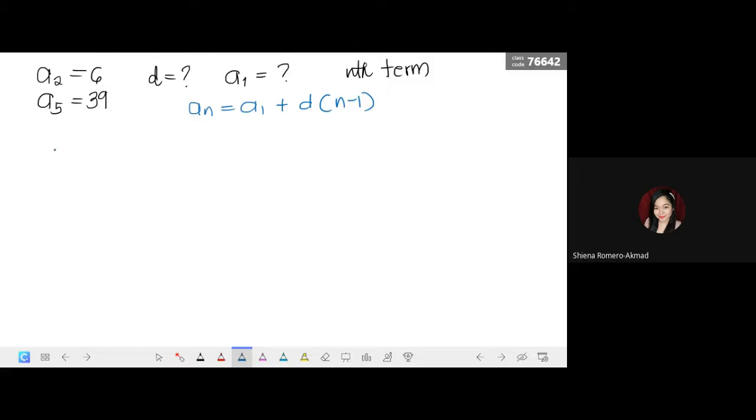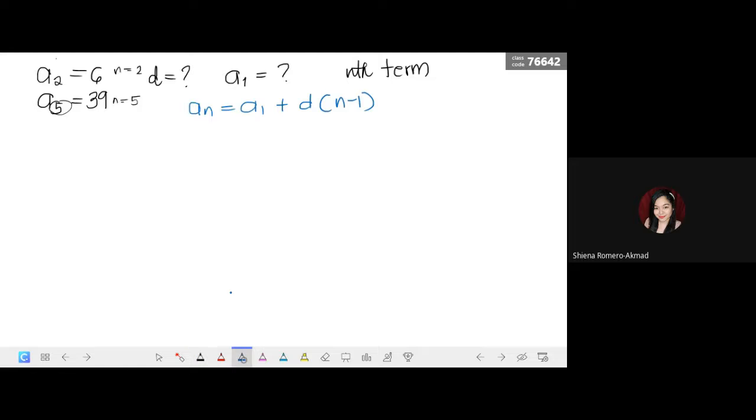Kung a sub 2 yan, ibig sabihin, yung n natin is 2. Ayan. Ibig sabihin, if this is a sub 2 equals 6, ibig sabihin ng n natin dito is 2. Dito naman, a sub 5 siya. So, yung n natin is 5. Okay? I-substitute natin yung mga values na yan.